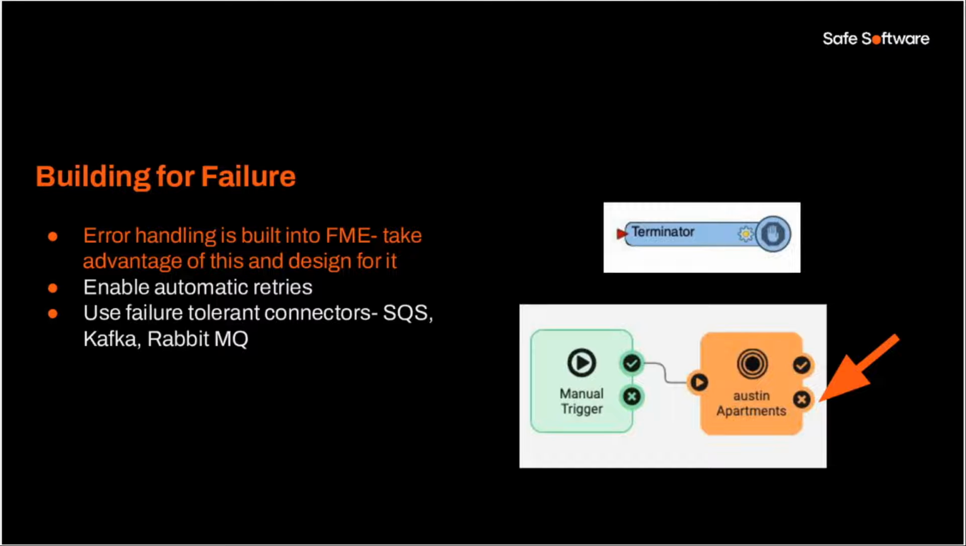Okay, so let's talk about the idea of building for failure. Some things I wanted to touch on here is the error handling capability that's built right into FME. So the first thing I wanted to touch on is this terminator transformer. As you're building a workflow in FME, you can actually have that workflow terminate if certain conditions are met.